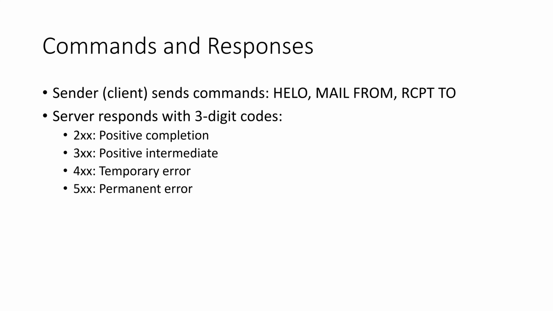Codes starting with 3 indicate a positive intermediate reply. That means the command was accepted, but more information is needed. A code starting with 4 represents a temporary error. The client should retry later. And a code starting with 5 signals a permanent error like an invalid recipient or command. This structured messaging ensures smooth and reliable communication between servers.